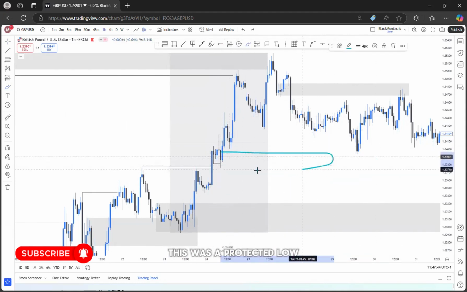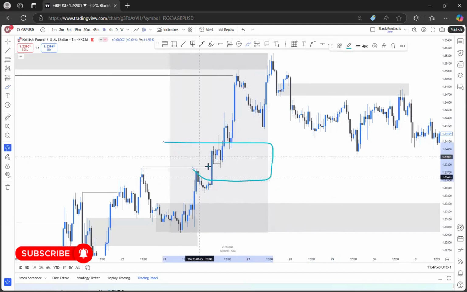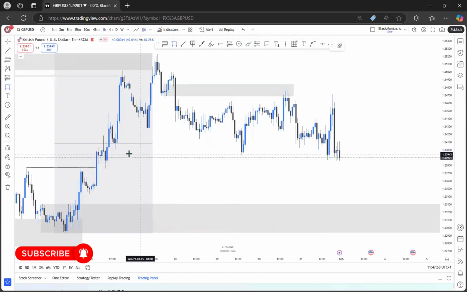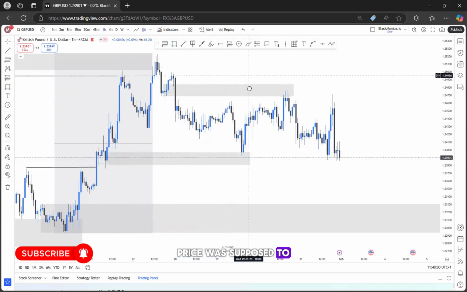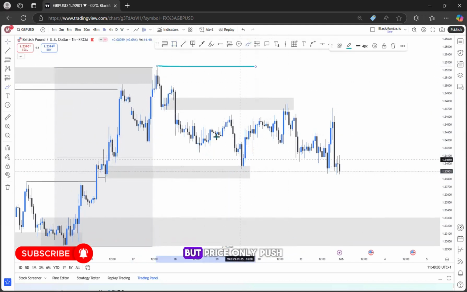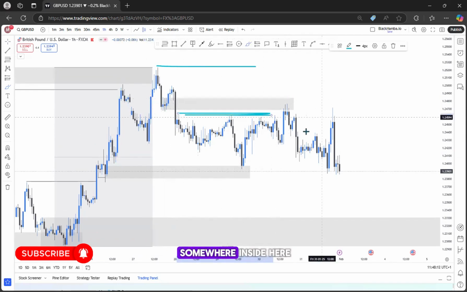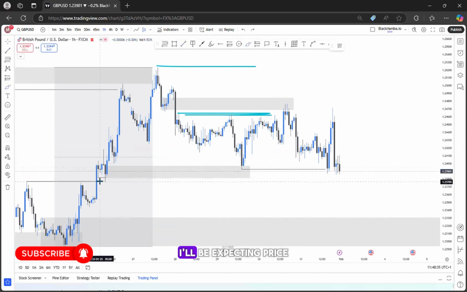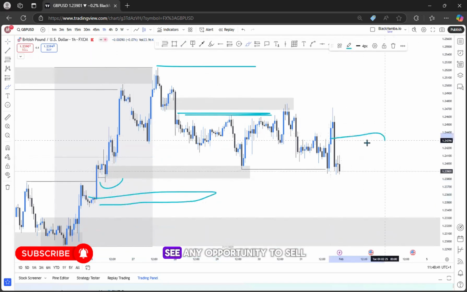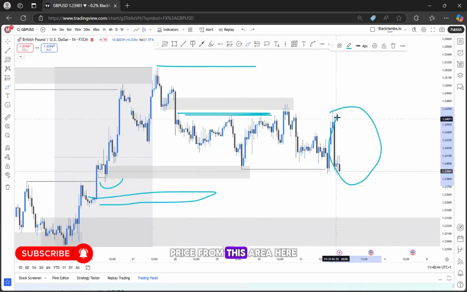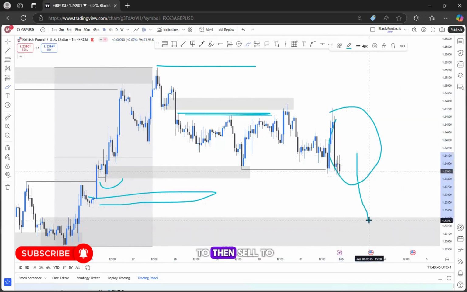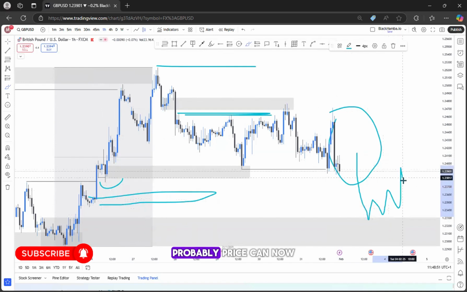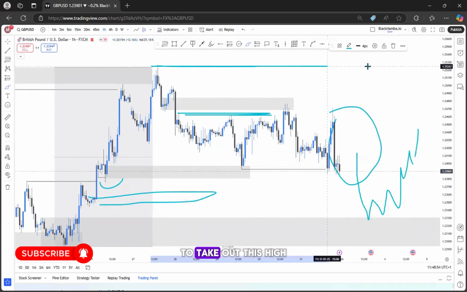This was a protected low, and it is inside this discount level here as well. When price bought from here, price was supposed to come for this external, but price only pushed a little bit, swept all this liquidity, mitigated somewhere inside here. Price swept this low, but didn't close properly. I'll be expecting price to take out here first, react from here. Maybe if I see any opportunity to sell from this area here, I'll be expecting price to then sell to this area. Probably price can now continue pushing up to take out this high.